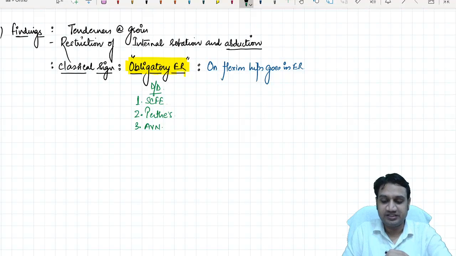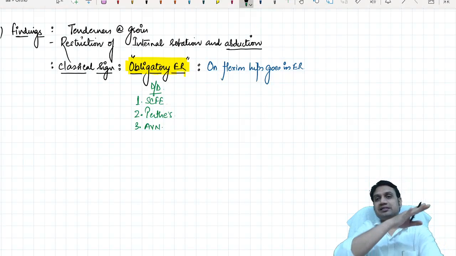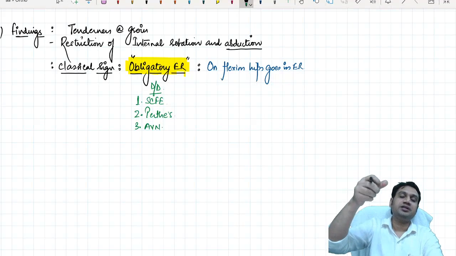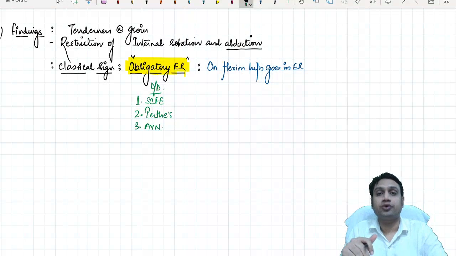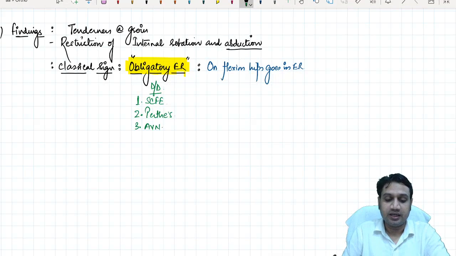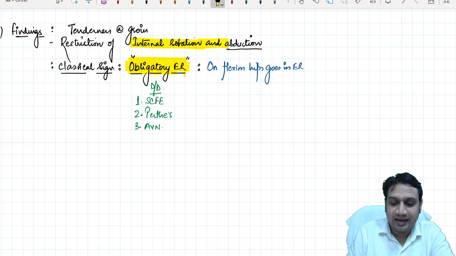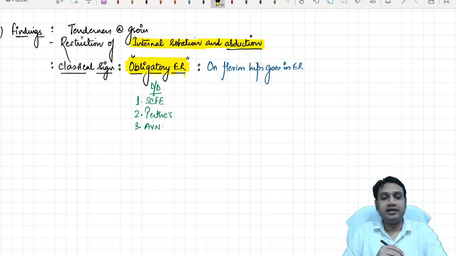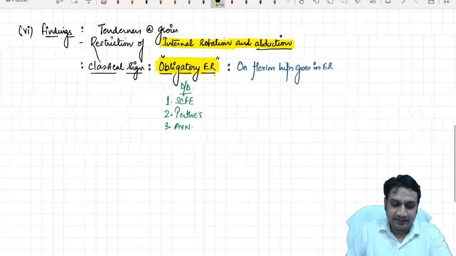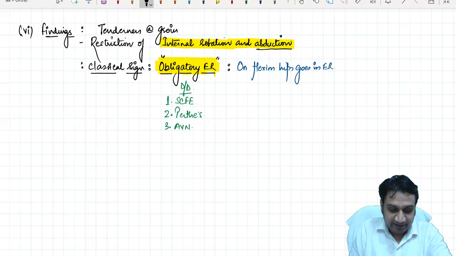Another question for your PGME. The patient is lying supine, and when you flex the hip of the patient, it automatically turns out. That is external rotation. So restriction is of which movement? It is of internal rotation and abduction, right? Okay. So when you investigate, next point, these are the important findings that you should always remember.